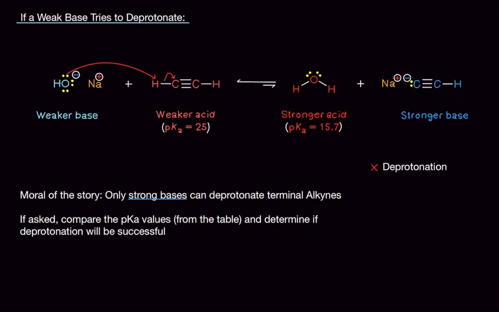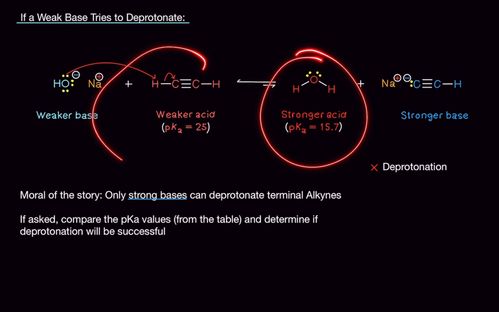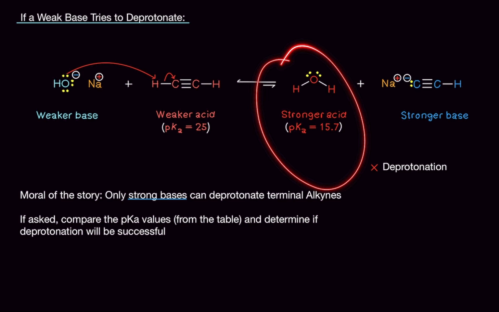Say if you have a weaker base and a weaker acid. Remember, these weaker terms are comparing the reactants to the product side. You'll notice that the product side here has a lower pKa than this. So that is by definition, since lower pKa values mean it's a stronger acid, that is why I'm saying this is a stronger acid than this. And this is coming from the pKa chart. I'm saying that pKa is 15.7 from the pKa chart that I did not put here, but you'll see it.